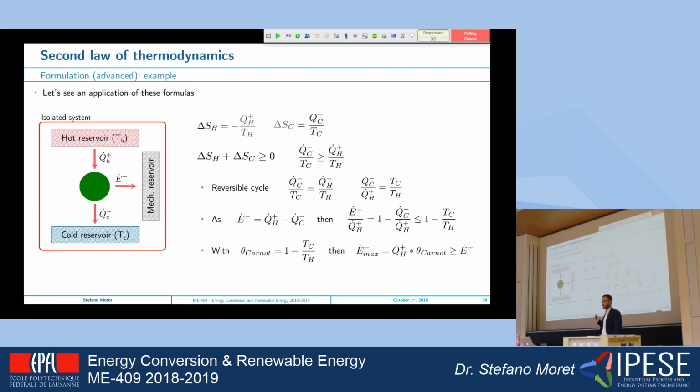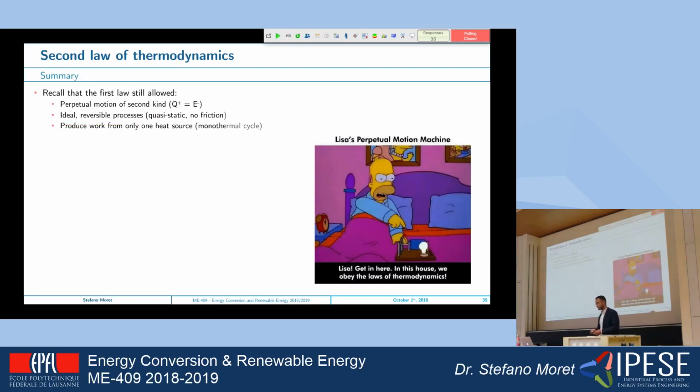With this, I leave you an example that you can check also at home. It basically shows how we can apply these equations in an isolated system to show that the amount of entropy increases when we're considering an isolated system and we're only looking at internal processes. And let me summarize what we learned in this lecture.